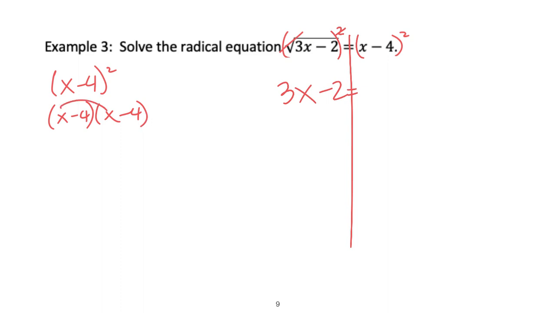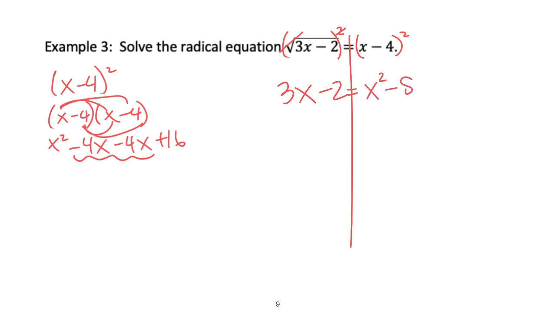Let's do that. X times x, I'm going to do it over here so I have it simplified. X times x would be x squared. X times negative 4 would be negative 4x. Negative 4 times x would be negative 4x. And negative 4 times negative 4 is a positive 16. So I can put those like terms together in the middle. So I have an x squared minus 8x plus 16.